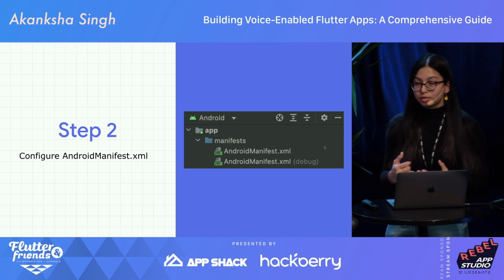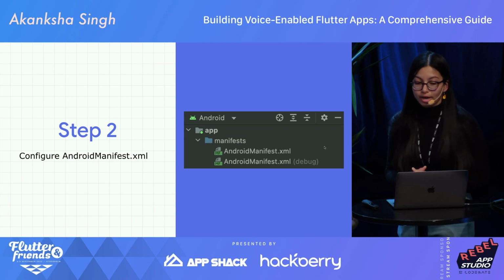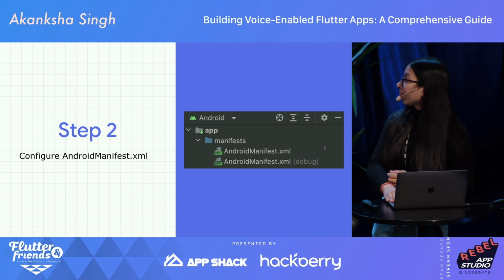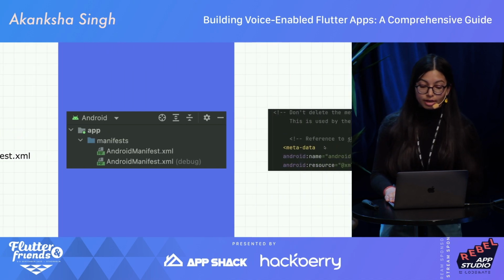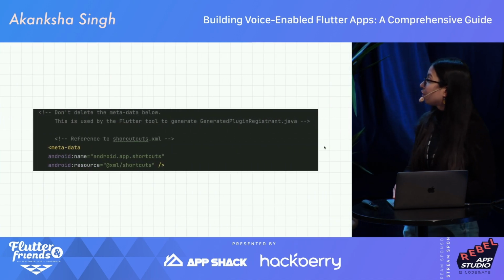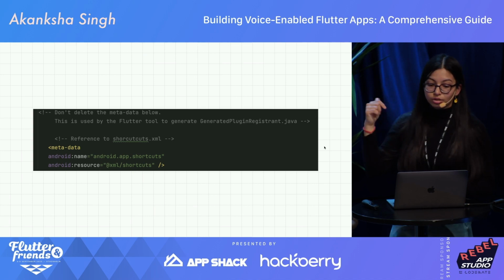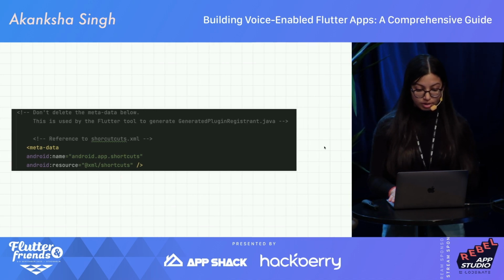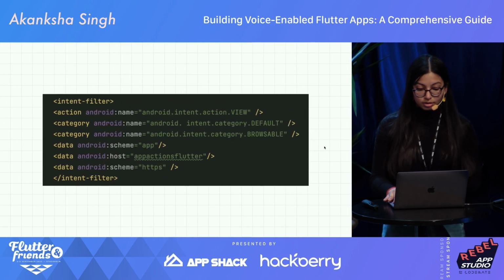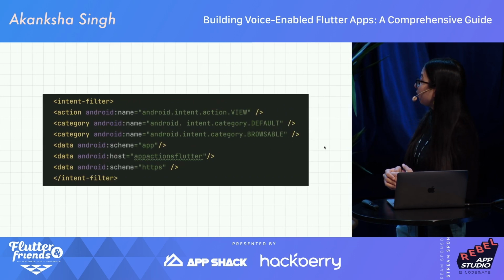Step two in this process is to configure your Android manifest.xml. Here, what you need to do is add your shortcuts.xml link so that it knows that there's a file. And then you also need to add the intent filter.